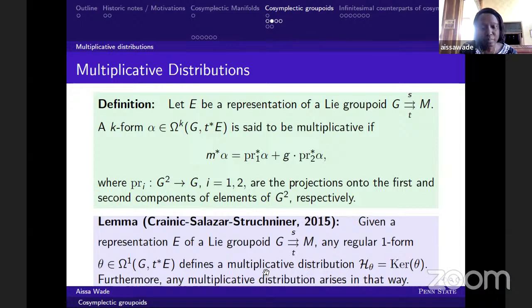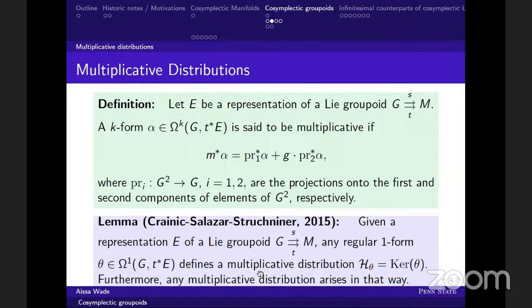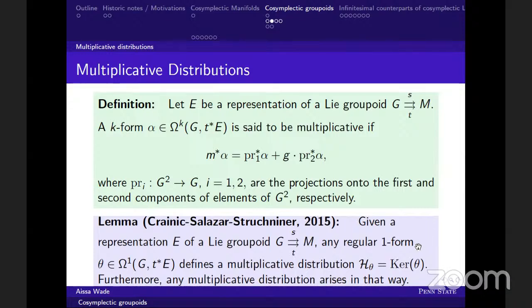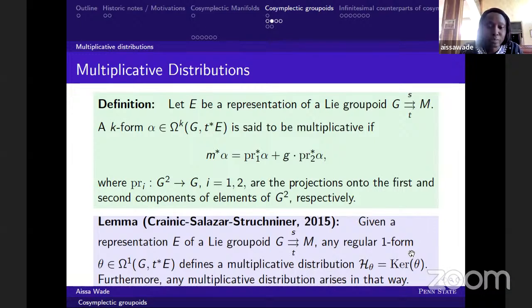It must be. Right, you have a multiplicativity property. It must be, I forgot, a regular one form, a regular multiplicative one form. Okay, multiplicative one form. It must be a regular multiplicative one form. Yeah, thank you.